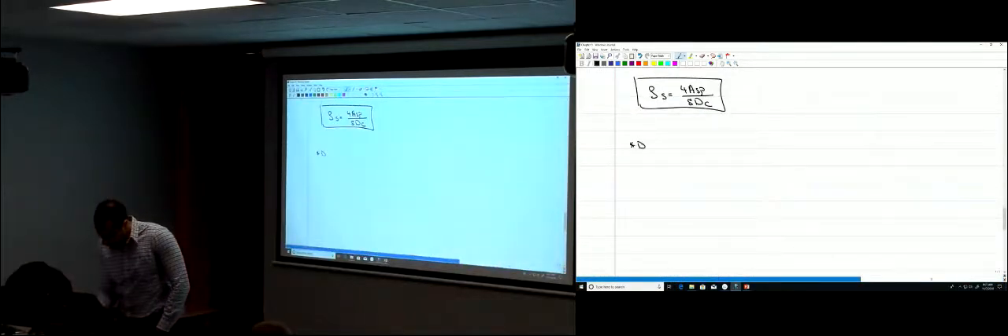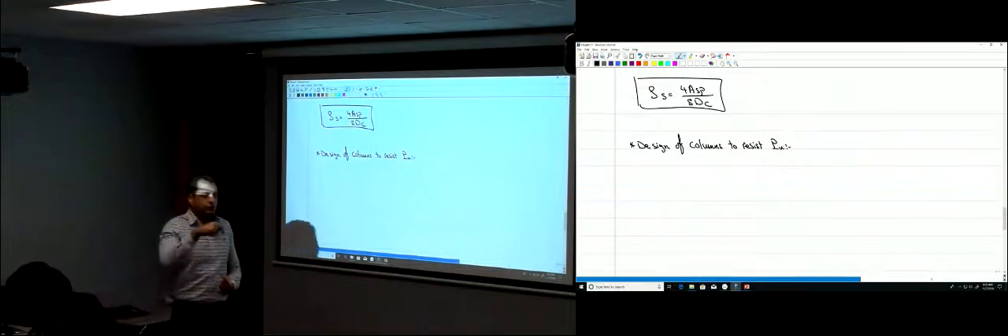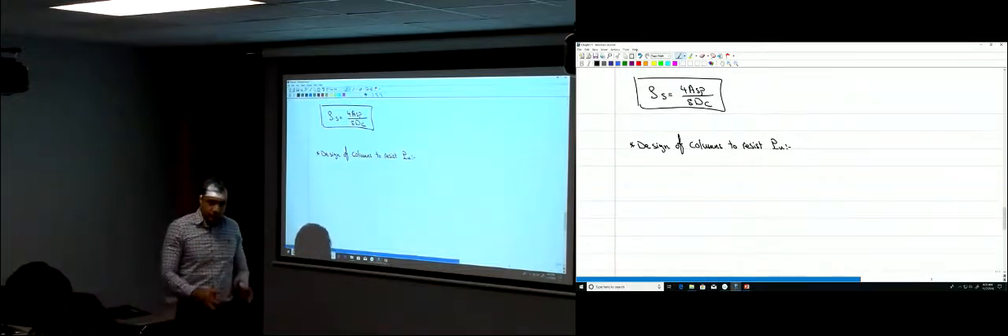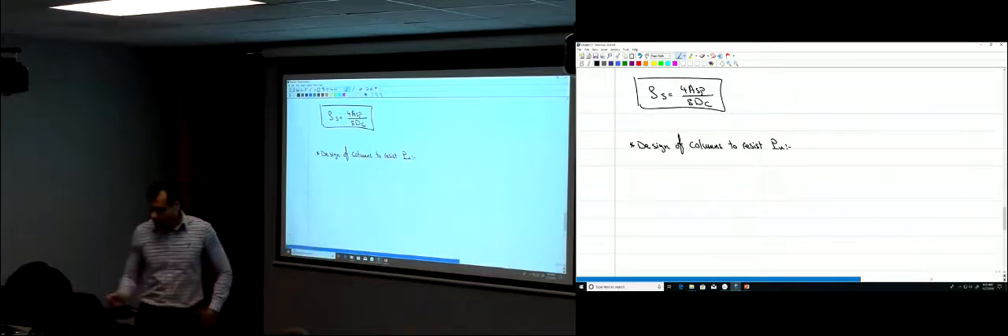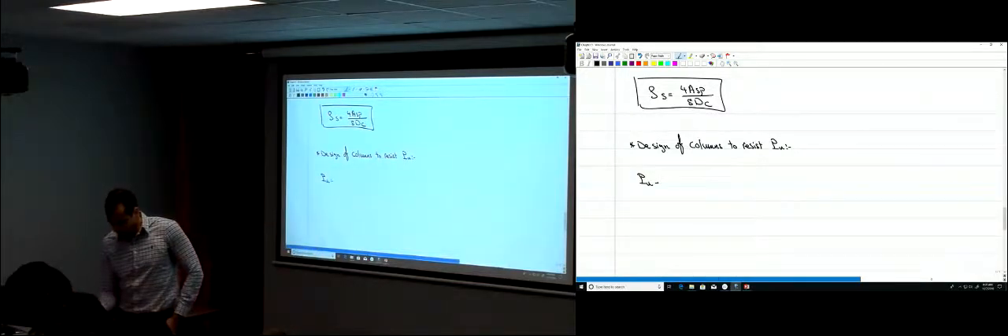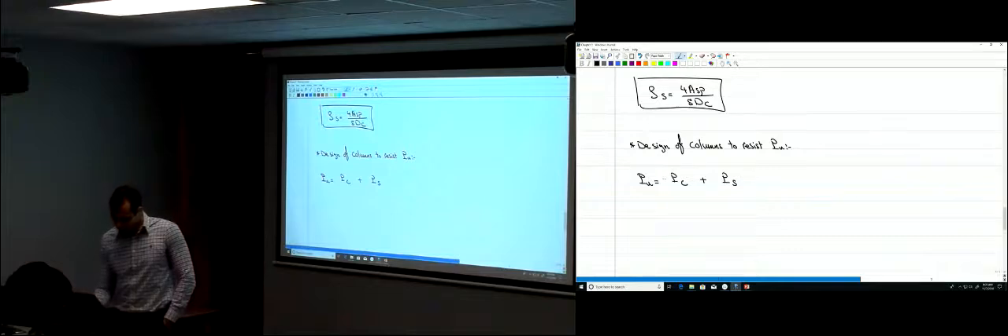Design of columns to resist P ultimate. Actually, when you have a longitudinal force like this, it's going to be distributed among the two components of the column. What are the two components of the column? Concrete and steel. So that P ultimate should be resisted by both P concrete and P of the steel. And definitely you have a phi here, right?